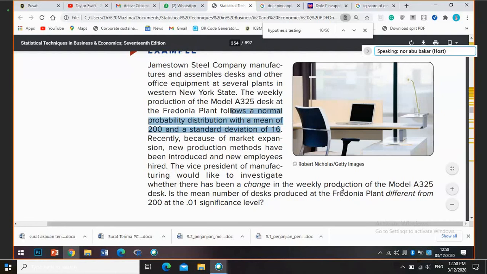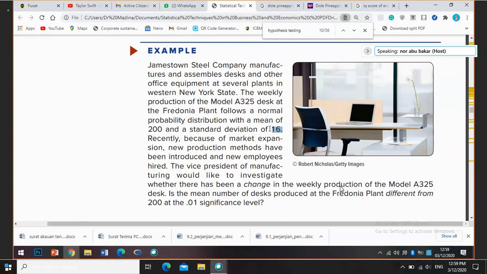Apa benda ni? Cuba kita tahu sikit. Okay, nampak tak perkataan weekly production? Okay, so weekly production of the desk is 200, standard deviation 16. Okay? Jadi ini adalah data yang ada lah. Biasanya awak produce weekly 200 desks with standard deviation of 16, plus or minus.